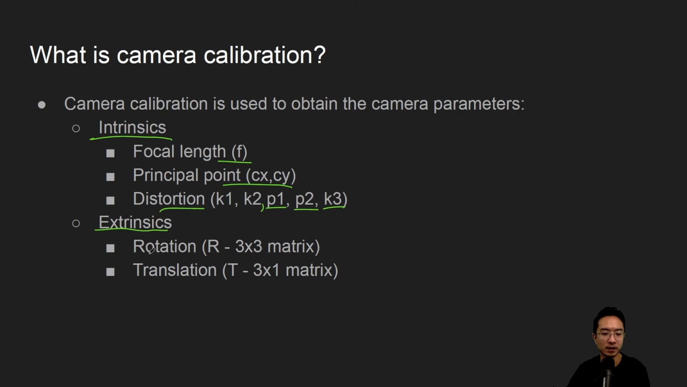Okay, so you have the extrinsics. For this one, you have the rotation matrix, which is typically a 3x3, but OpenCV has a 3x1 implementation. And then you have a translation, which is a 3x1 matrix.